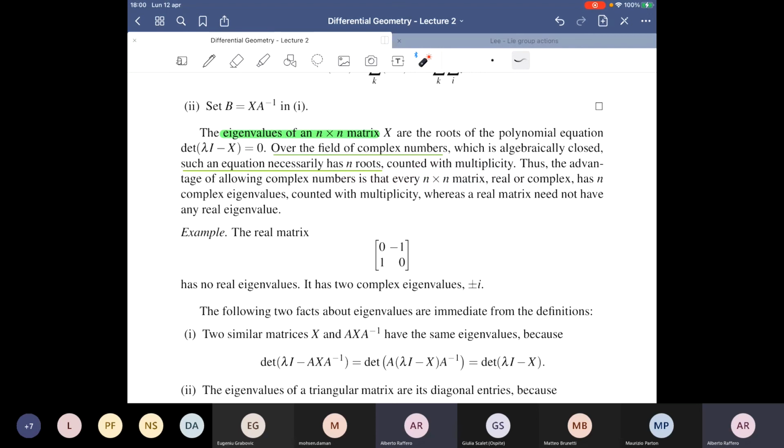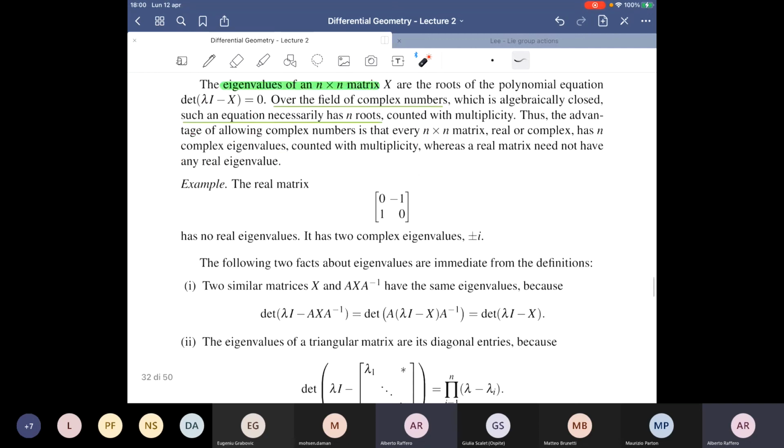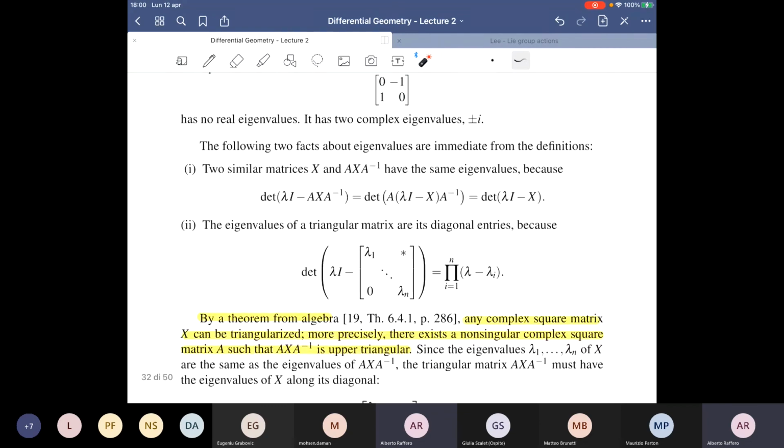So working on the field of complex numbers, we know that we always have n solutions to this equation. And moreover, these are facts from linear algebra. First of all, two similar matrices, so two matrices that are related by this identity, have the same eigenvalues, and this is because they have the same characteristic polynomial. So this determinant and this determinant are the same because of the properties of the determinant.